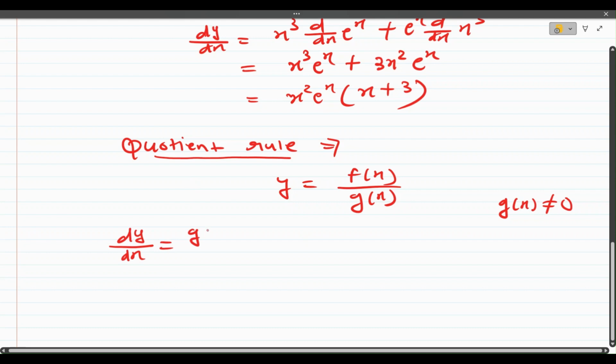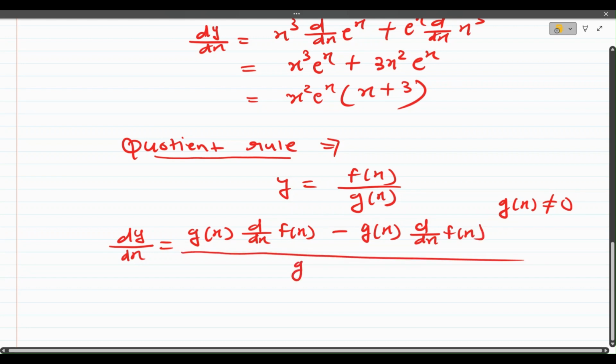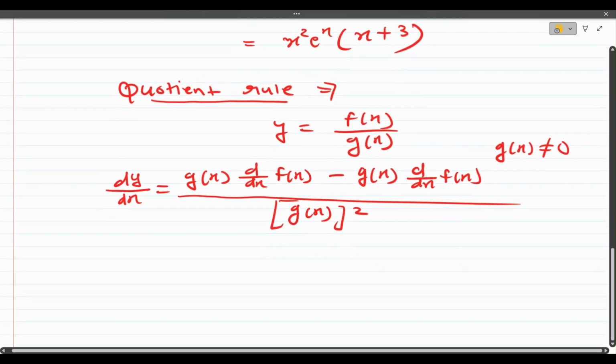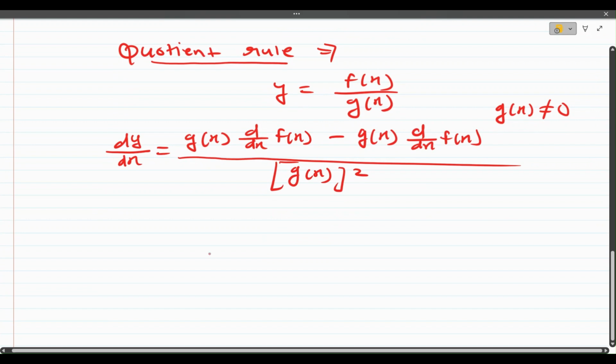By applying quotient rule, we write g of x, and then we differentiate f of x, minus g of x, and then we differentiate f of x, divided by the square of g of x. Okay, it may sound confusing, so for simplifying, if we denote f of x as numerator and g of x as denominator, you can remember it in this way.